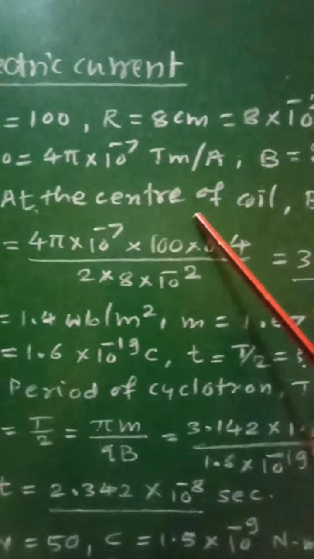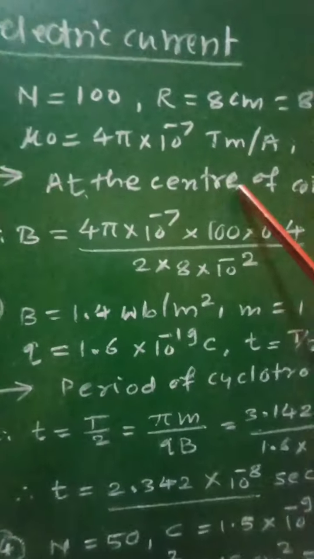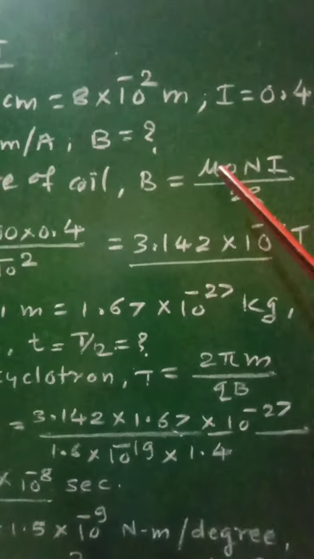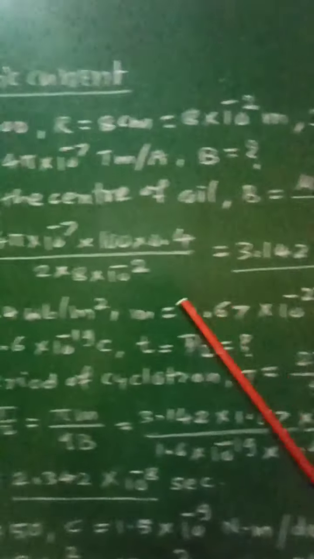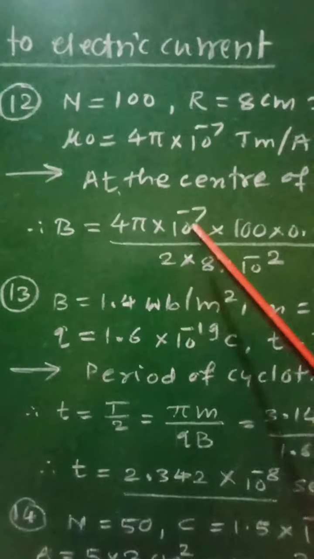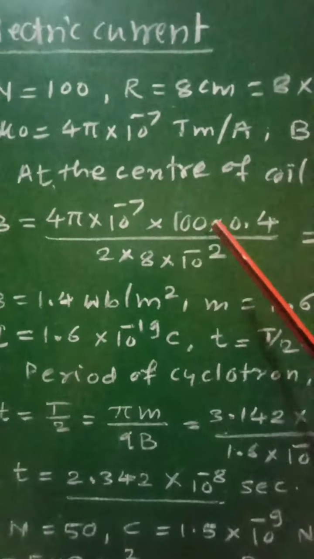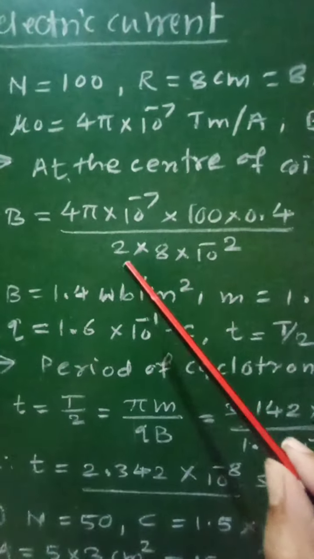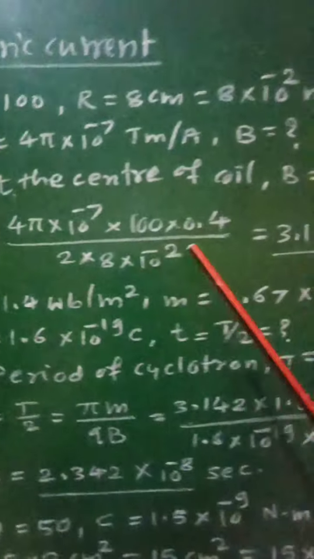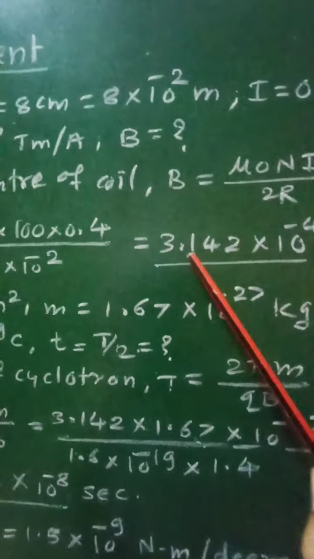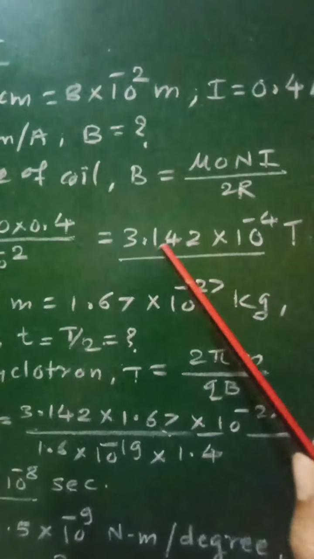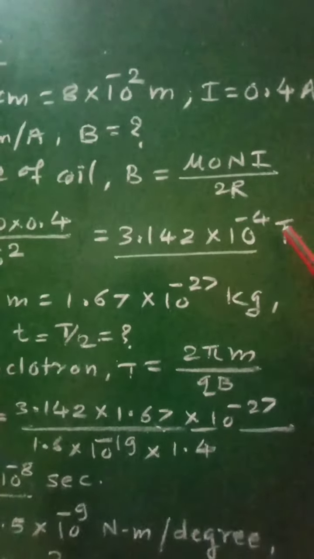Therefore, at the center of the circular coil, B is given as mu 0 Ni upon 2R. Putting the values we will get B equal to 4 pi into 10 raised to minus 7 into 100 into 0.4 divided by 2 into 8 into 10 raised to minus 2. Solving this, we will get B equal to 3.142 into 10 raised to minus 4 Tesla.